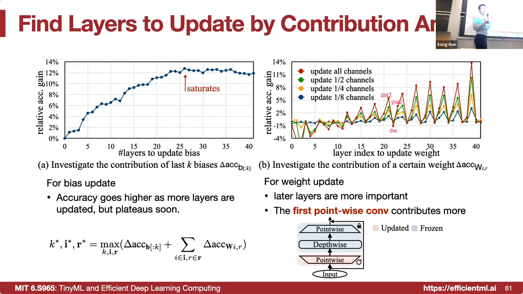Let's now talk about the other perspective, which is the accuracy perspective. How much does each layer contribute to the overall accuracy? This first talks about the bias. We investigate the contribution of the last K biases to see when we should stop. We observe that the accuracy gain plateaus as we fine-tune about 25 layers. So fine-tuning more biases doesn't contribute much. Previously we were talking about just fine-tuning all the biases, and after this study, we find that's not quite necessary. We can only fine-tune about 25 layers and then stop. So this is the method by which we can automatically choose which layers to tune for the bias.